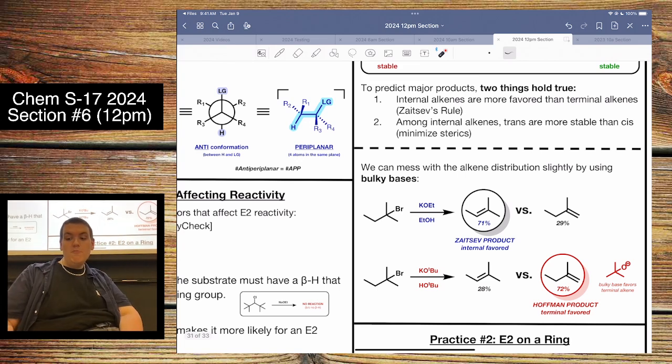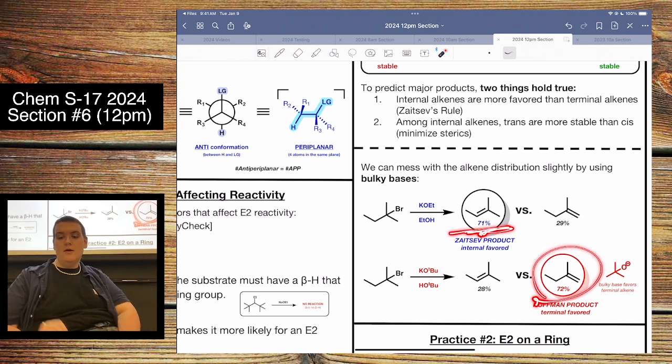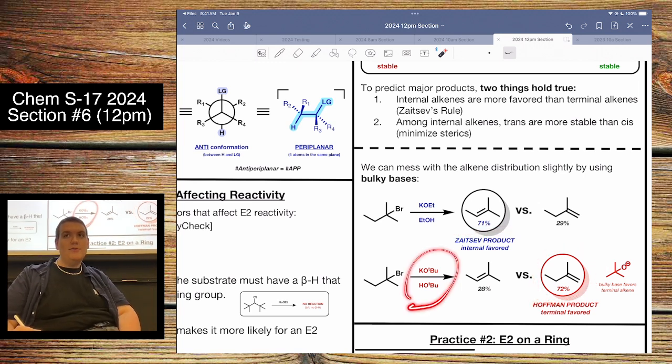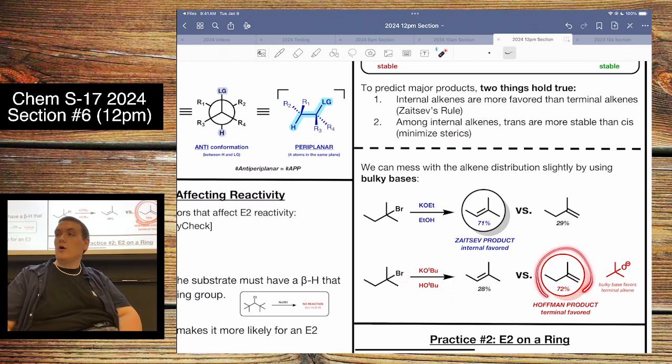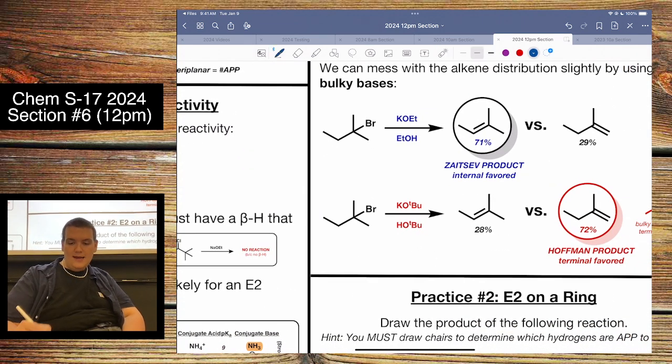So if we actually wanted to make our terminal alkene, and we didn't want to get our Zaitsev product, our internal one, we could use KOtBu, potassium tert-butoxide. And what it's going to do is it's going to get a majority of this terminal product, terminal alkene. The reason for this has to do with accessibility.